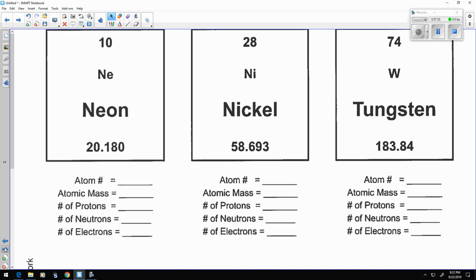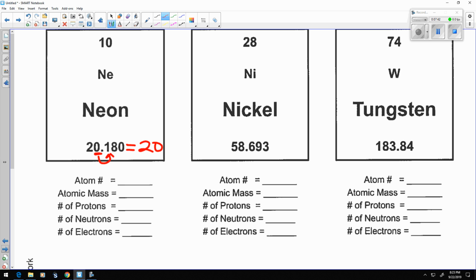So we can't leave the atomic mass that way. We need to make sure that we round it, okay? And again, it's to the nearest whole number. Look at the next number next to it. It's only a 1, which is less than 0.5. So we need to round down to 20. So that's just going to be 20, okay?